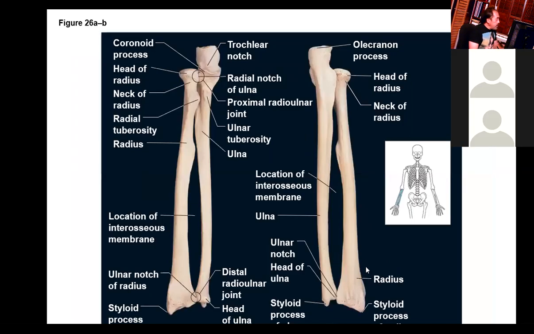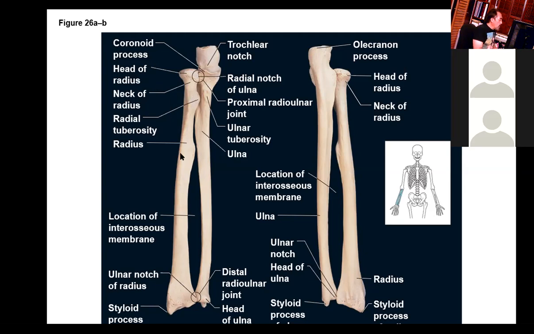Now, this is what the radius and ulna look like. Remember, the radial bone is lateral, the ulnar bone is medial. And if I see the notch, that is going to be my anterior view of the whole radius and ulna. And that is the trochlear notch. And if I see the olecranon process, that's the posterior view of the ulna. Now, the obvious thing below the radial head is going to be the neck and this tuberosity called the radial tuberosity.